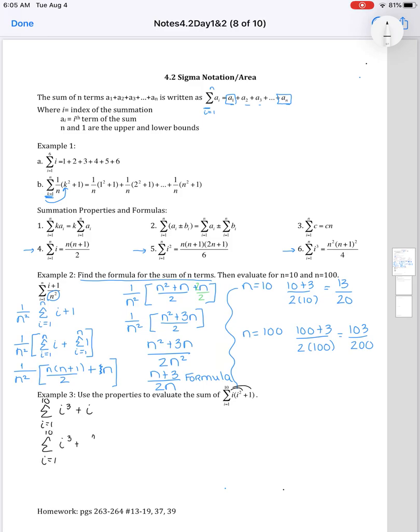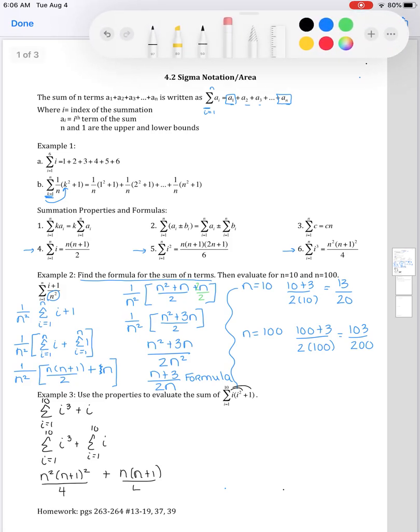All right, so here's our formula. First thing I'm going to do is distribute that i. Then I'm going to use property number 2, and I'm going to split it up. So I have i to the third, i, and then I'm going to be using property number 4 and property number 6. So the first one is property number 6. So that sigma from i equals 1 to 10 of i to the third is n squared times n plus 1 over 2, to the 4. There's my formula.